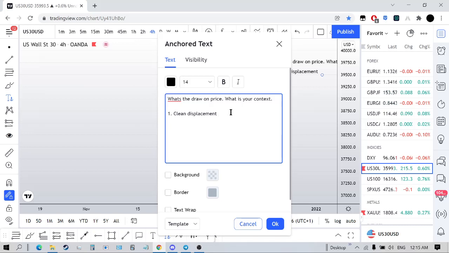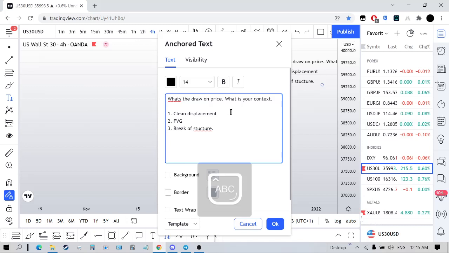All right, number 1, clean displacement. Number 2, usually clean displacements have fair value gaps, so you want to find FVGs. Number 3, break of structure. That's the most common basic thing a lot of people are teaching for order blocks. Did it take out a high? Did it take out a low? Did it take out liquidity?